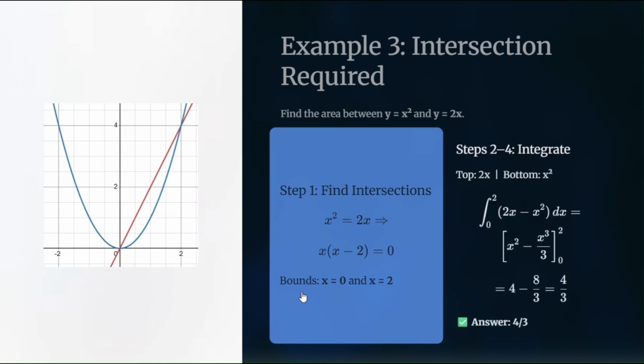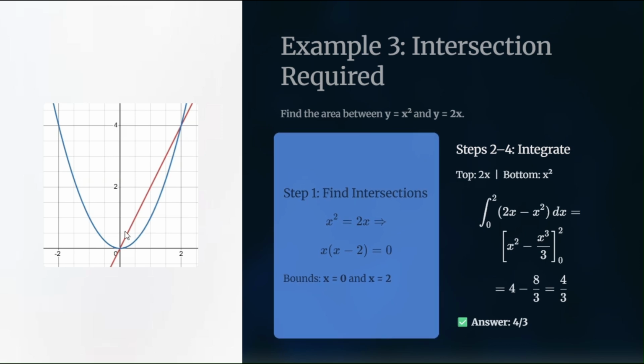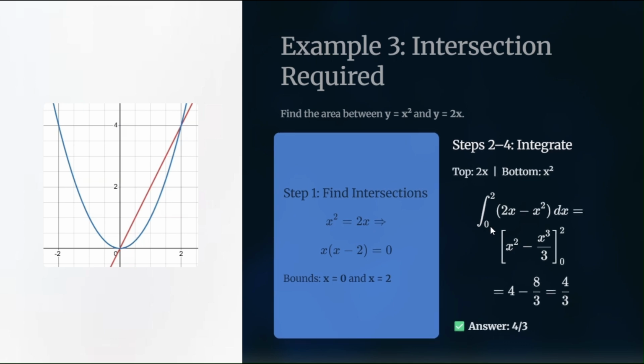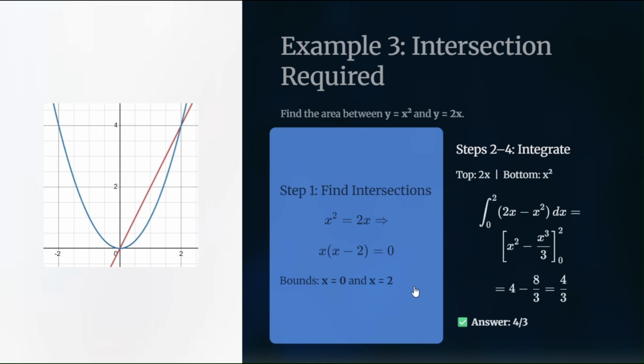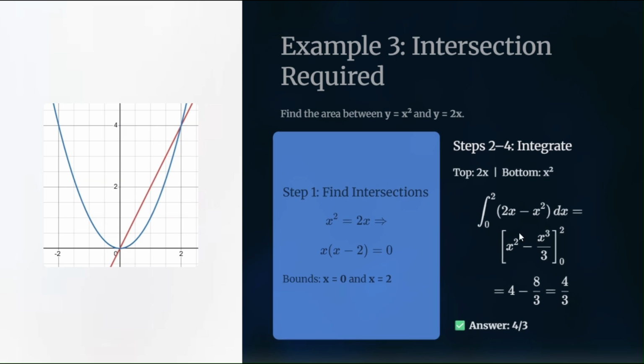Now we can set up our integral. The top function is 2x, the bottom function is x squared. So that will be equal to the integral from 0 to 2, where 0 and 2 are points of intersection, of 2x, the top function, minus x squared, the bottom function, with respect to x. So that will be equal to x squared minus x cubed over 3, which we'll need to evaluate from 0 to 2. When x equals 2, 2 squared is 4, 2 cubed is 8, so 8 over 3.